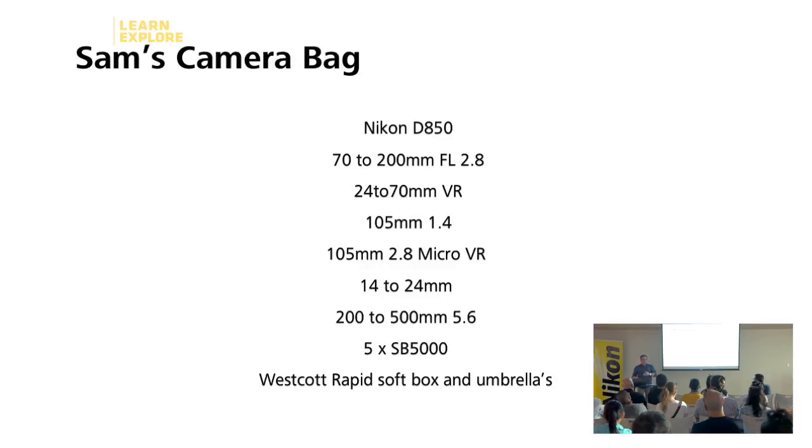The 70 to 200 is a fantastic, sharp, fast lens. So I might start a session with the 70 to 200, switch over to the 105 1.4 for the second part of that session, and maybe go to the 24-70 for another part of that session, just so that all three looks are completely different. And what happens is you become that lens, you start to think like it, and you create accordingly.